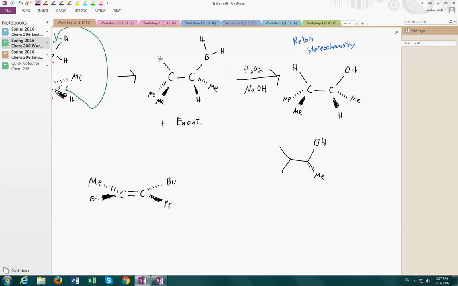So if this was also methyl, how do you know which one to draw the wedge on? You wouldn't draw the wedge and the dash in that case? If this was a methyl, then you wouldn't have a stereocenter, and so you wouldn't have to worry about it.